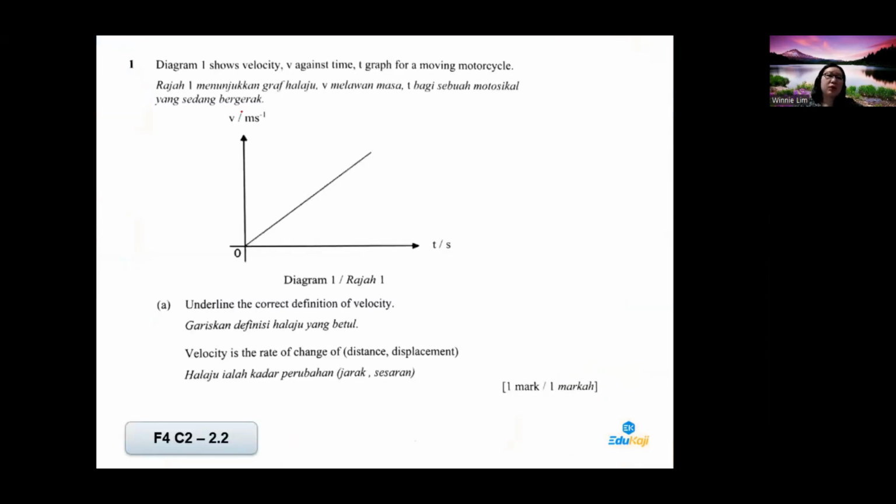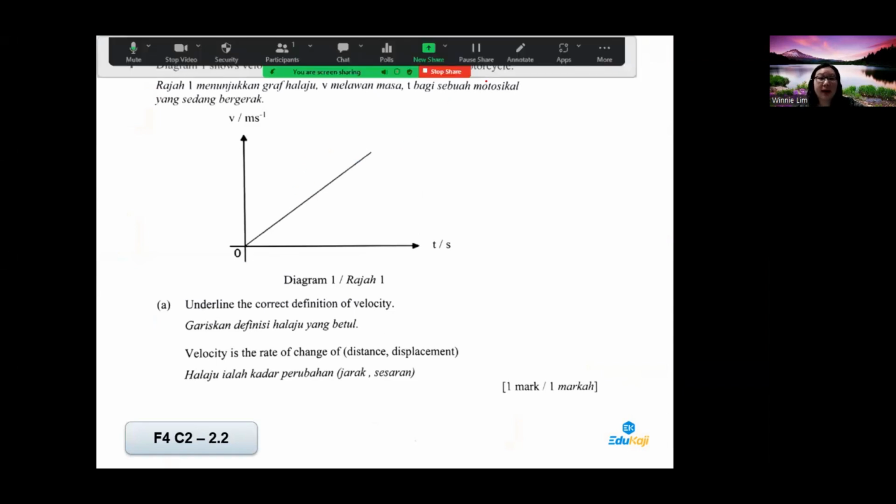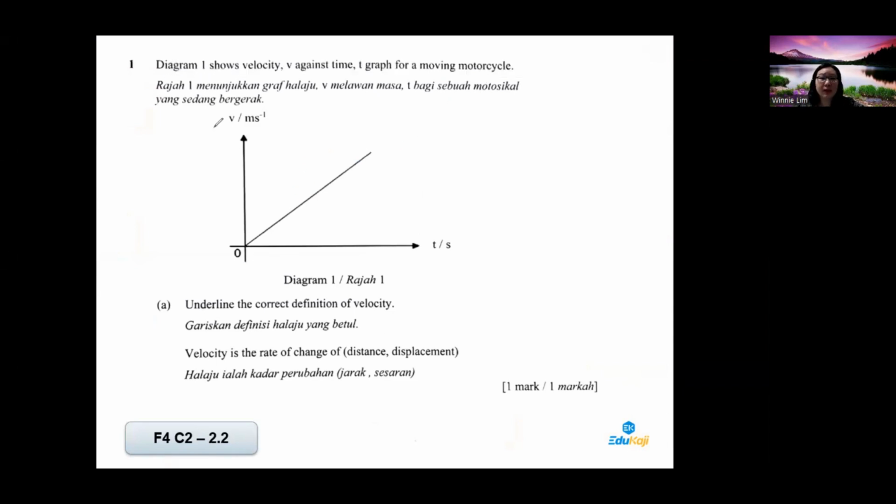Look at the first question. The first question is from Form 4 Forces and Motion 2.2 Motion Graph. Diagram 1 shows a velocity against time graph for a moving motorcycle. Every time you do a question under motion graph, you must be very careful about the y-axis. For this question, your y-axis is velocity.